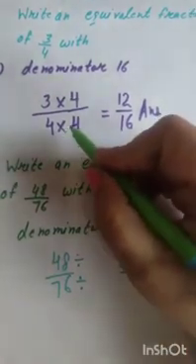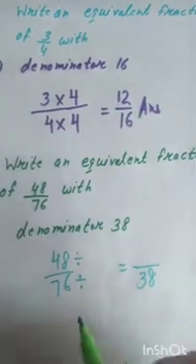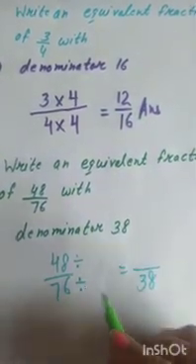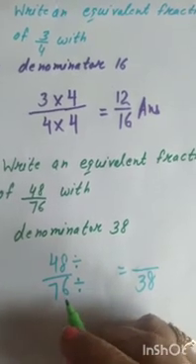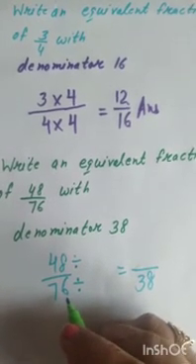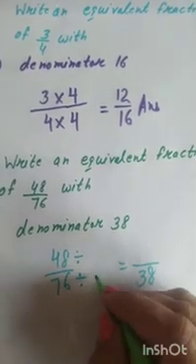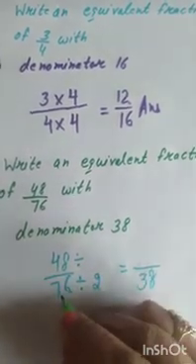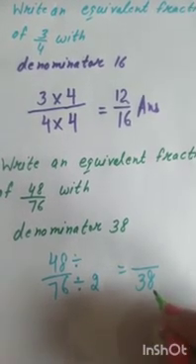This thing you have to keep in mind. Whenever you need to increase a fraction, you will multiply. And whenever you need to decrease a fraction, you will divide. So here, by which number can we divide 76 to get 38? That will be 2. When we divide 76 by 2, we get 38.